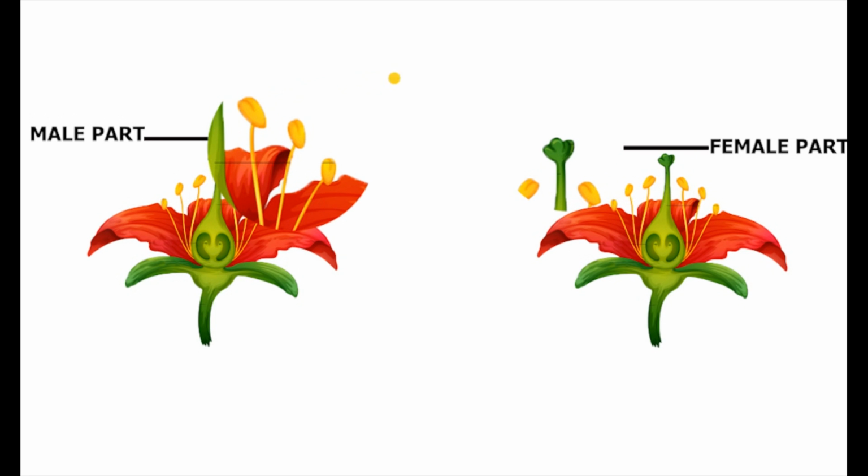Transferring of pollen grains from the male part of a flower to the female part of a flower is called pollination. In pollination, pollen grains reach from anther to stigma. Pollination can take place in different ways. Let's discuss them in detail.